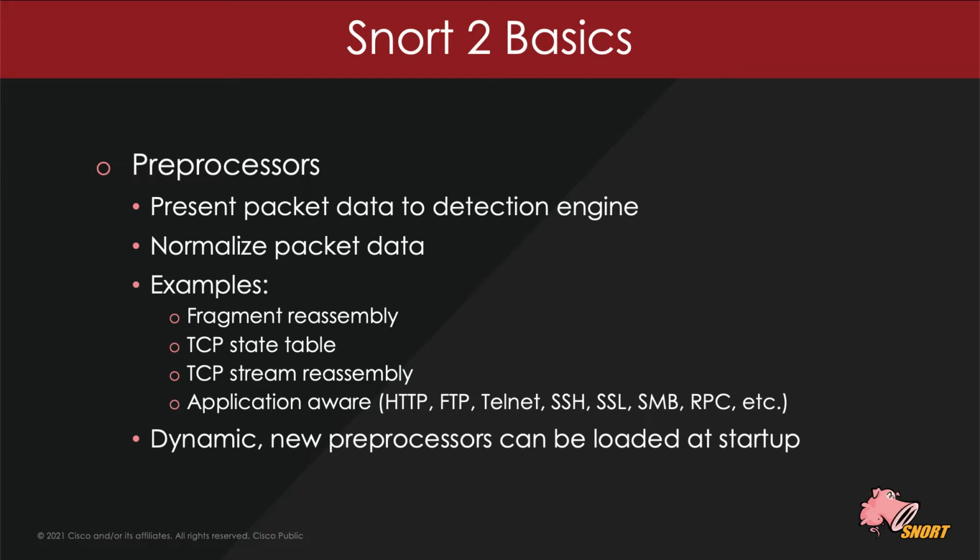Other examples, fragment reassembly. So that's really the IP layer, fragmentation reassembly, reassembling packets into datagrams. TCP state, again, TCP stream reassembly, again, we're moving down the layers. And then application aware. So these are the important ones, again, that usually do most of the heavy lifting. HTTP, you're talking important protocols like SMB, RPC, lots of traffic there. So those are very important. And they are dynamic. You can actually load new preprocessors on startup.